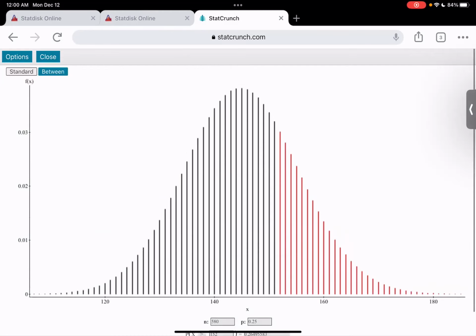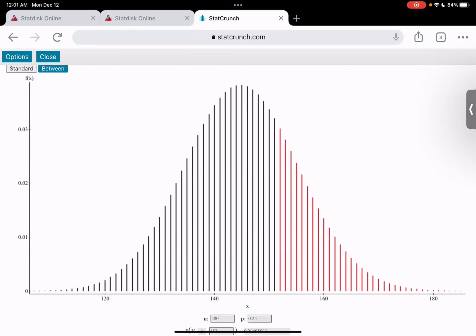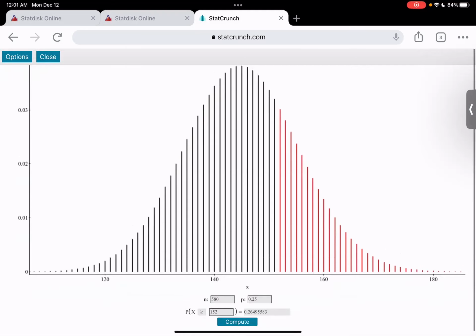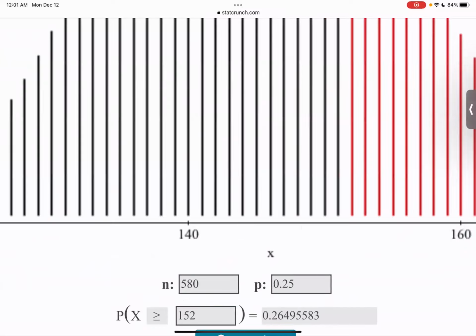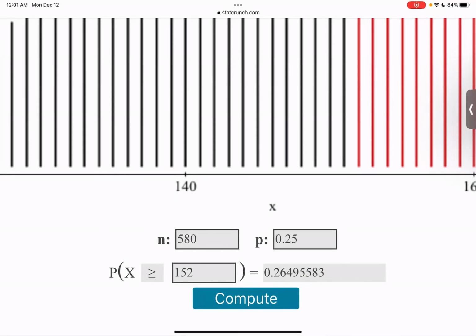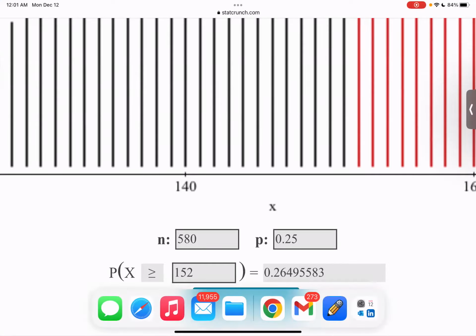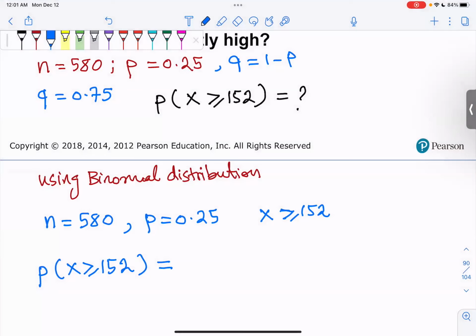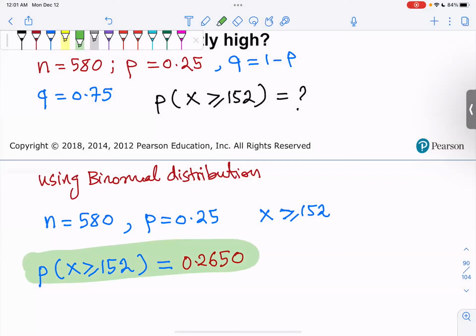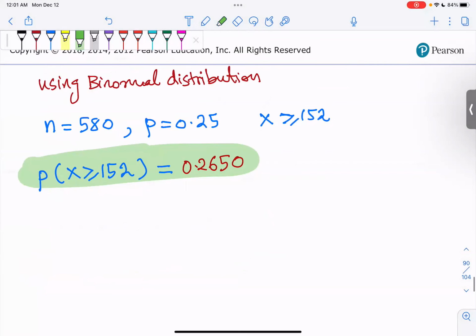Do you see the shaded area in red color? You clearly see this distribution is perfectly normal, right? It's a normal distribution, but now we used the binomial distribution to find this. So the probability is 0.26495, so it will be 0.2650. Let's write it here. This probability will be 0.2650, using binomial distribution.